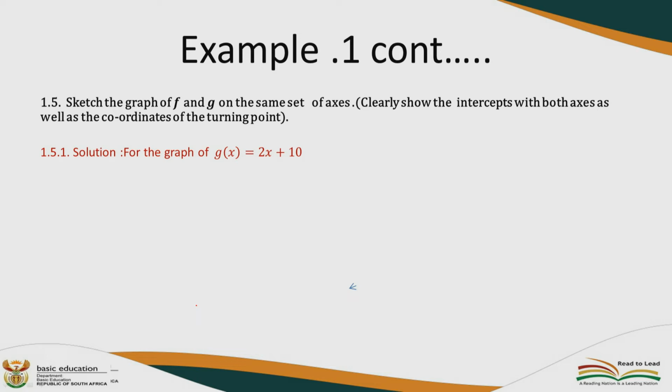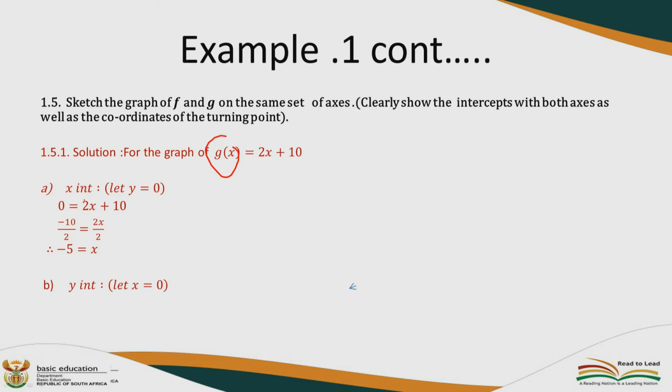So let's take a look at the graph of g at x is 2x plus 10. We can determine the x-intercept first, or start with the y-intercept; it's up to you. For the x-intercept, we let y be equal to 0, so we substitute g at x with 0. We get 0 is equal to 2x plus 10. Transposing the 10 to the other side gives negative 10, then dividing both sides by 2, we get x is equal to negative 5. This is the x-intercept of the straight line.